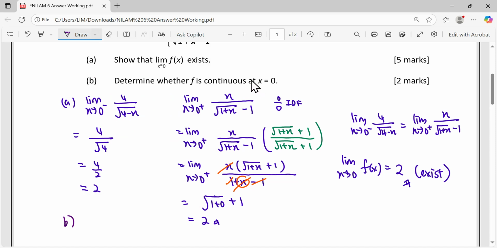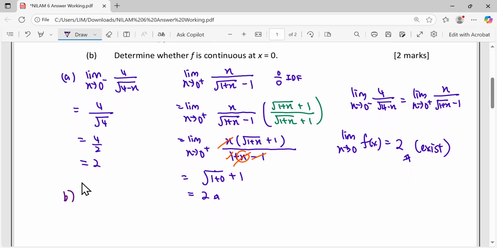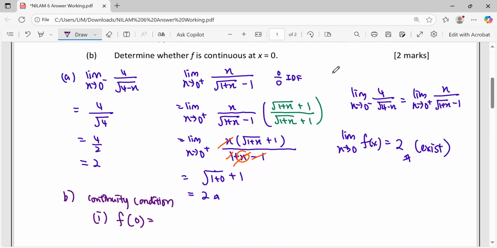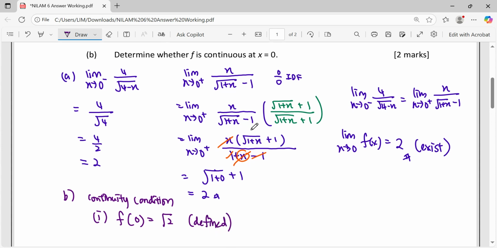When we want to determine the continuity at x equals 0, we need to identify our continuity conditions. So the first condition, f of 0 at the point. When x equals 0, we can see our function is square root of 2. So the first condition, that it is defined, is fulfilled.